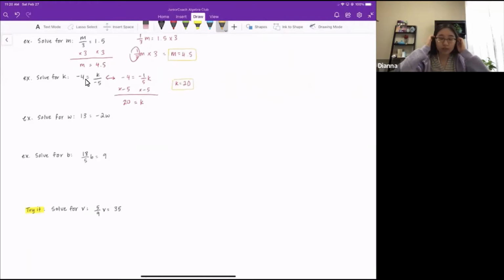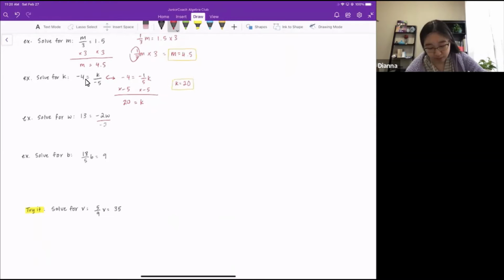So the next one, solve for w. It's pretty straightforward. 13 equals -2w. So I want to get w by itself, right? So in this case, I'm going to actually divide. So what I like to do when I divide is I like to draw a line. Sometimes people use different notations for the same thing. I just draw a line.